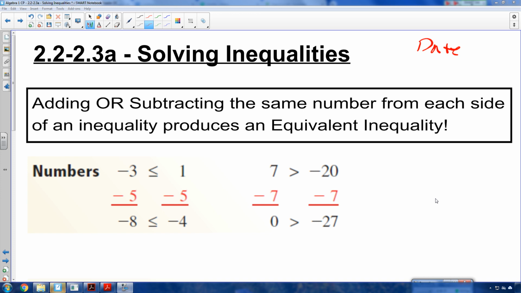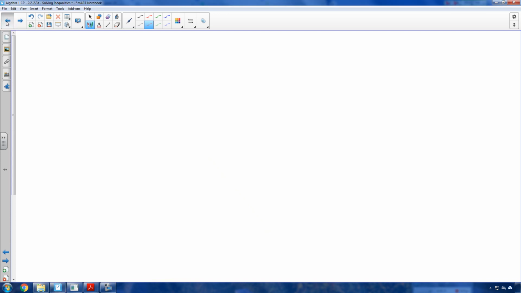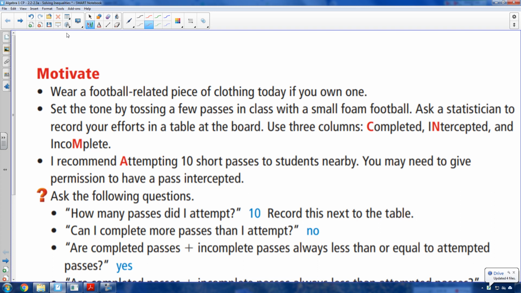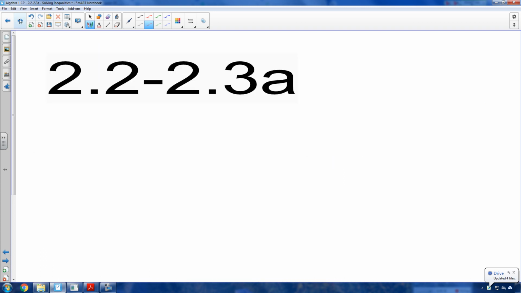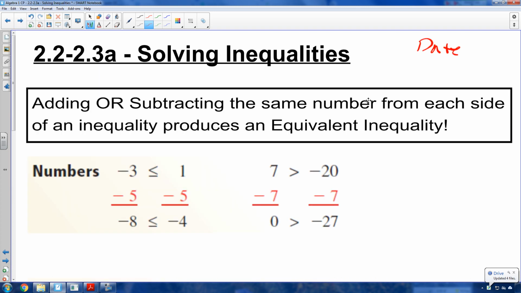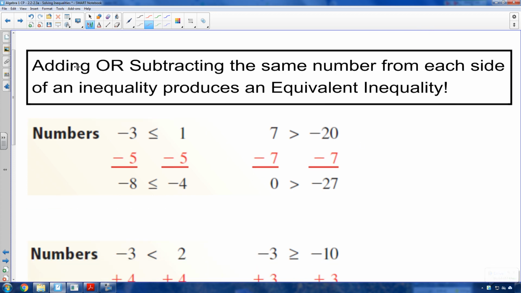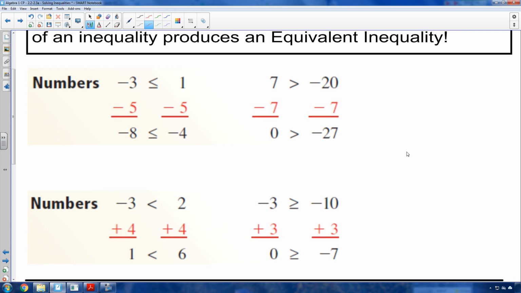What we want to do is realize that adding or subtracting the same number from both sides will give you an equivalent inequality. So basically you can add or subtract the same thing from both sides, or you can even multiply and divide by the same thing. That's fine. You've learned a lot of what we're going to talk about here already. You've solved inequalities. So be aware that if you add or subtract the same number from each side, you get an inequality with the same answer.